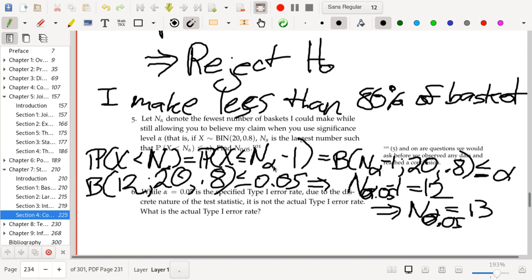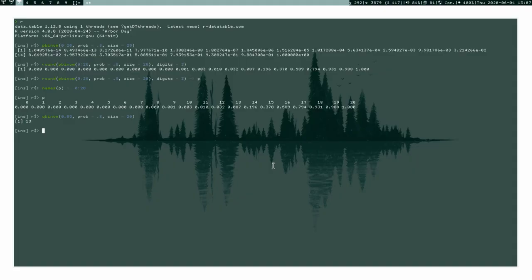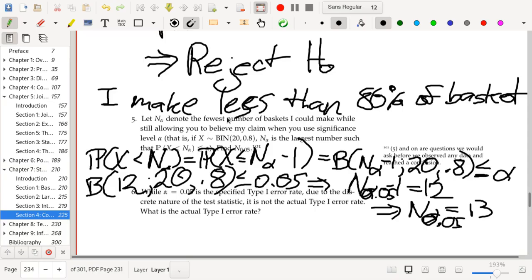So, right, continuing on. While alpha is equal to 0.05, it's the specified type 1 error rate. Due to the discrete nature of the test statistic, it's not the actual type 1 error rate. What is the actual type 1 error rate? Well, we actually did compute that already. We're going to reject the null hypothesis if we make 12 or fewer baskets. So that means that the actual type 1 error rate is 0.032, since that's the corresponding event.